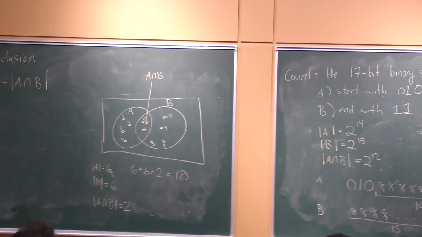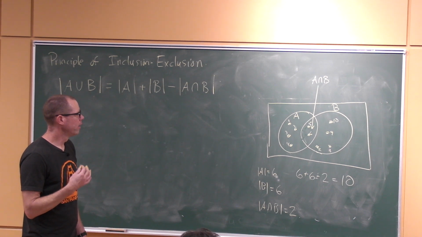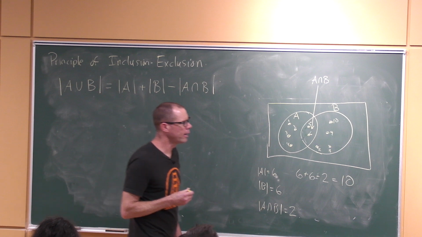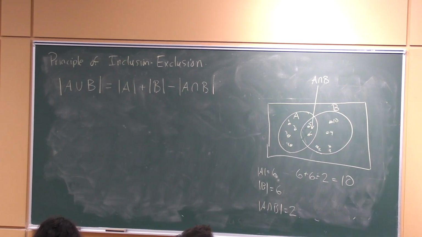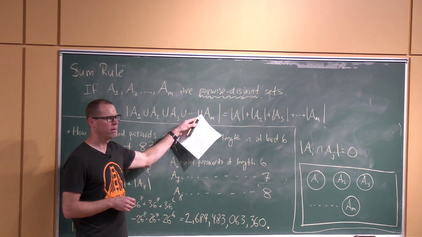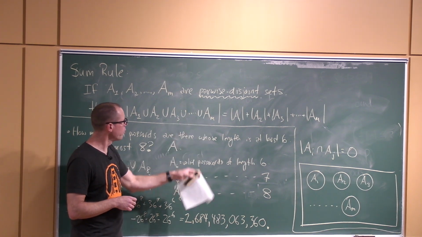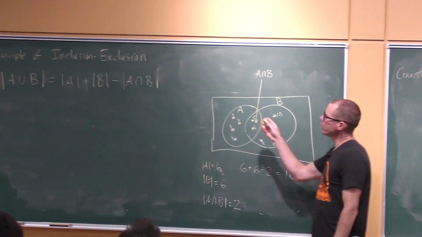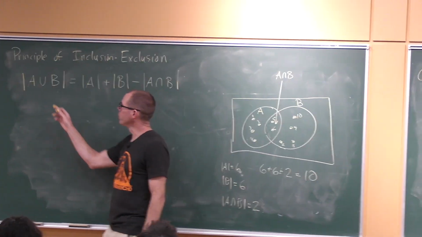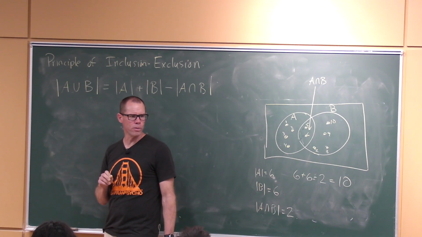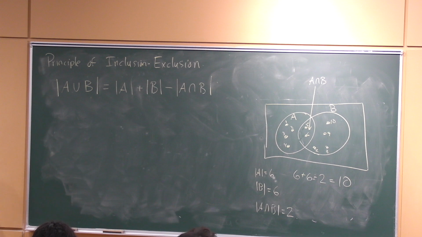But now if you're a nervous person, you say, hey, wait a minute. You showed me the sum rule, which let me figure out the size of the union of M sets, any number of sets. And then you showed me the principle of inclusion-exclusion, which let me figure out the size of the union of 2 sets. But what about more than 2 sets?